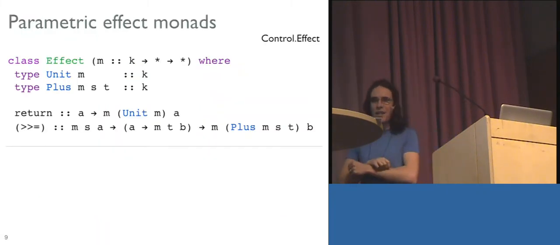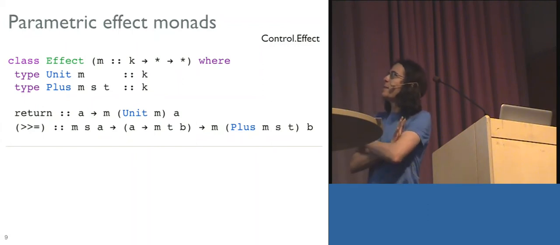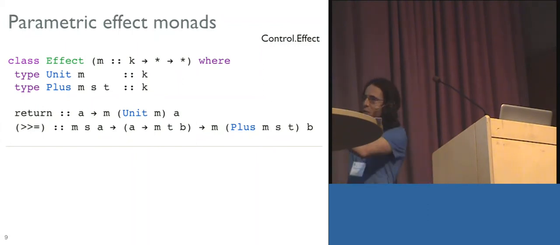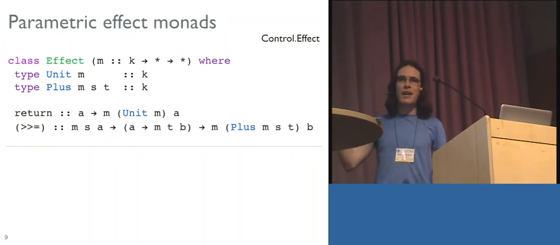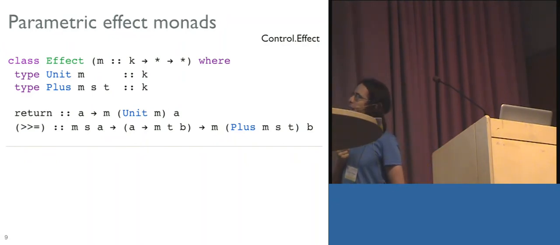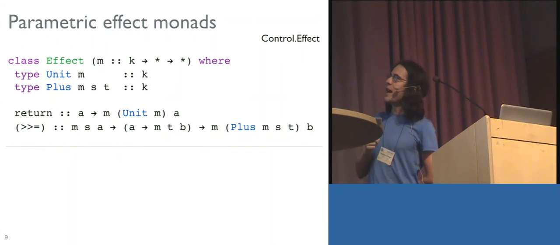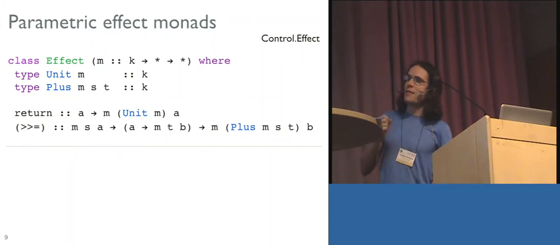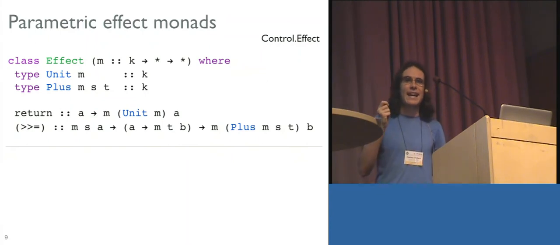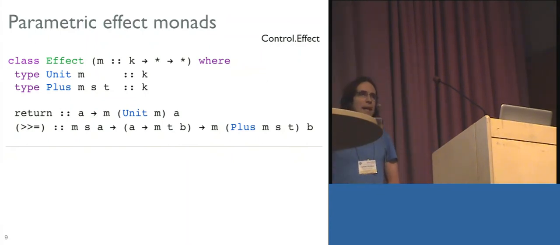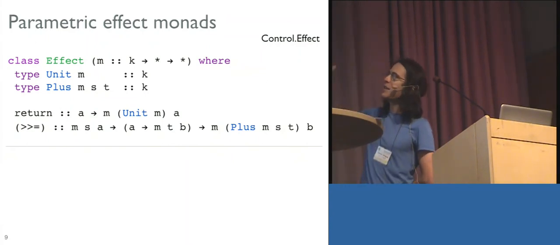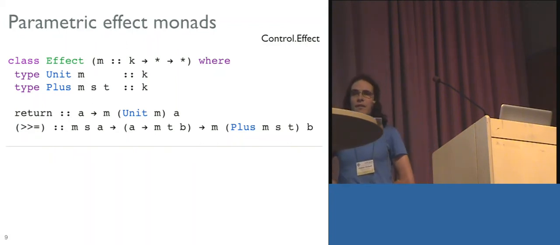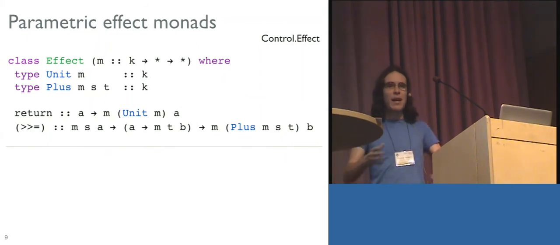Okay, so this is the type class I'm going to be using. This is the parametric effect monad. This should be pretty familiar. The shape of it is very similar to our normal monad class. The operator name is the same, but now we have a binary constructor M, and its first parameter is something of kind K. So K is going to be our domain of effects. And then we have these two type families, type level functions. One gives us the unit effect, and the other tells us how to combine effects together.